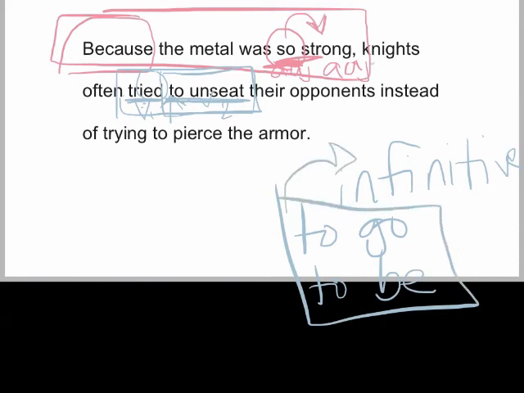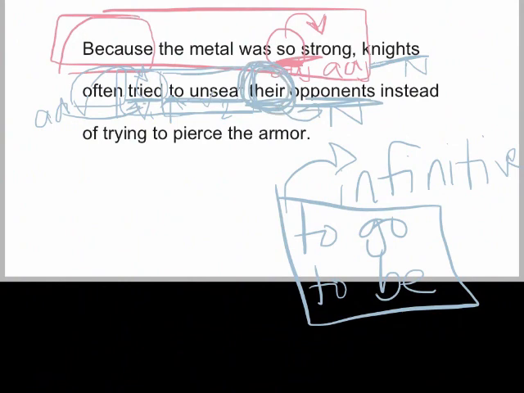Okay? So let's keep going. We've got knights as your subject noun, but it's still a noun, so don't just call it a subject. Often tried. Often tells the time of the verb, so that'd be an adverb describing this verb. Their opponents. Opponents is a noun. There is a possessive pronoun that describes this, so you could put pronoun. Some people put adjective, and I guess that would work as well because it is describing this noun.